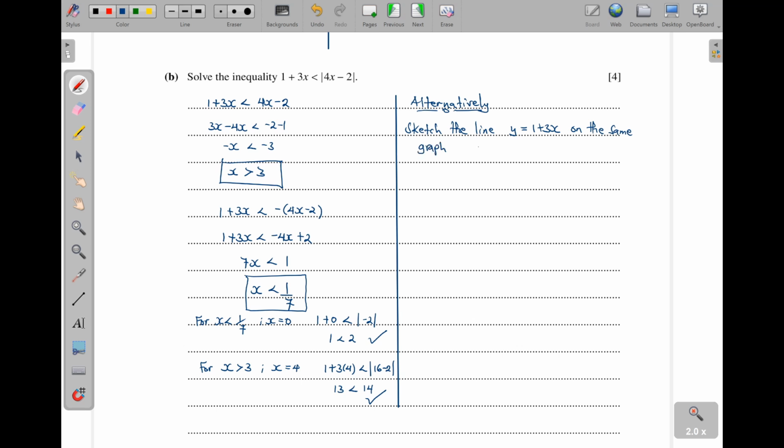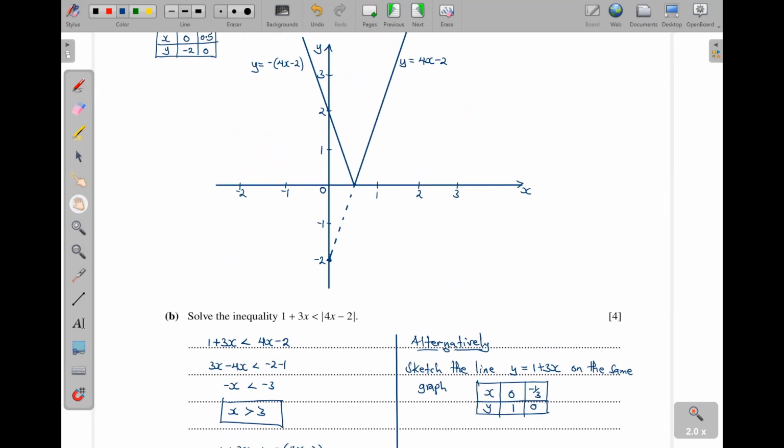So we need the two coordinates where that line cuts the axes. So we have x and then y. If x is 0, y will be 1. Then if y is 0, we shall have negative a third here. Now we can go here and plot 0, 1.